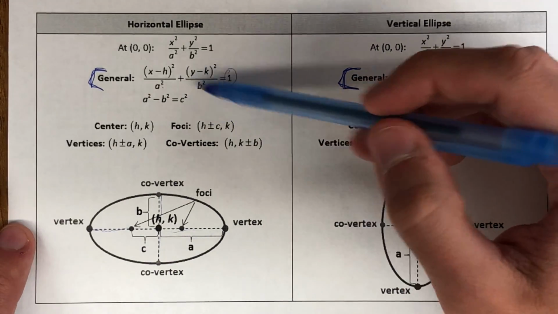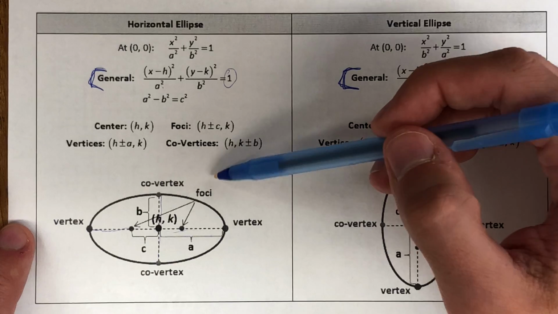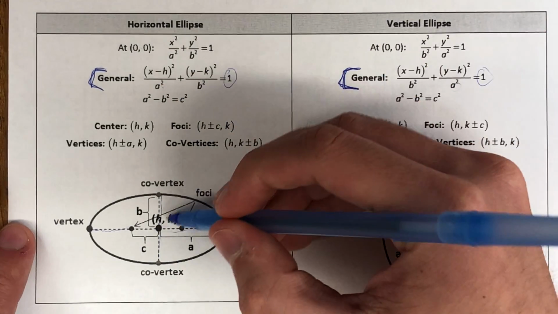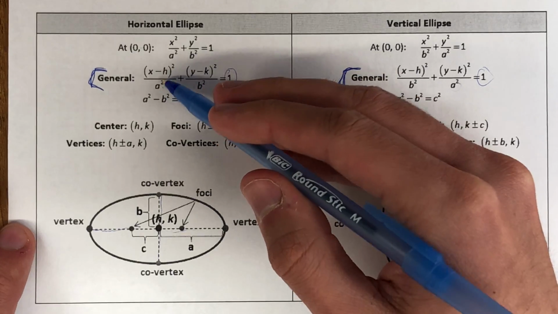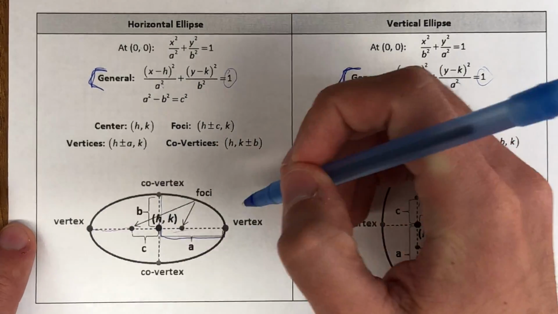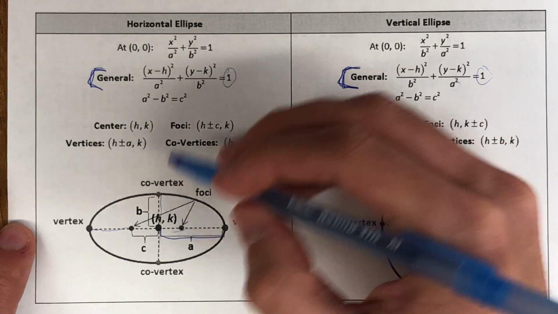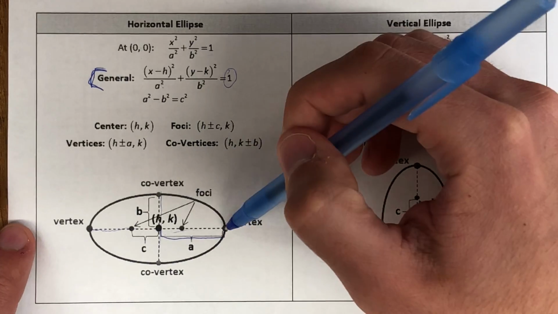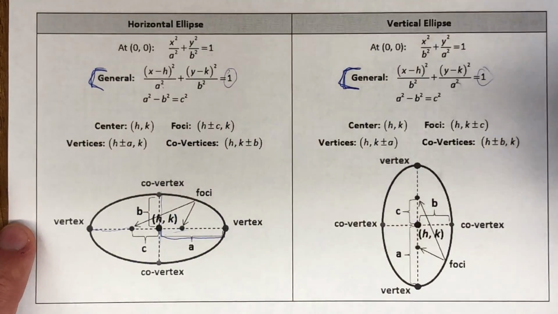And the square root of those numbers tells you the distance from the center to those edges. So the square root of a squared, or just a, tells me this distance here, as well as over here. The square root of b squared, or just b, would tell me this distance here. So the square root of whatever is under x tells you your horizontal distance, under y tells you your vertical.